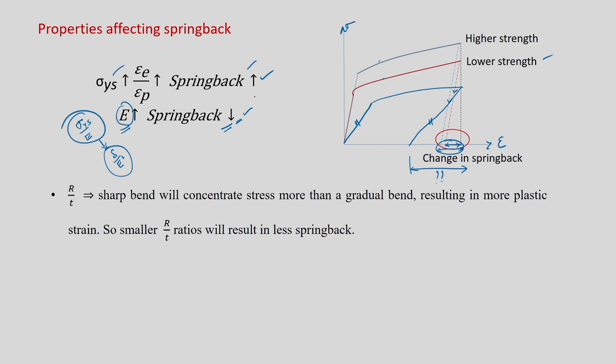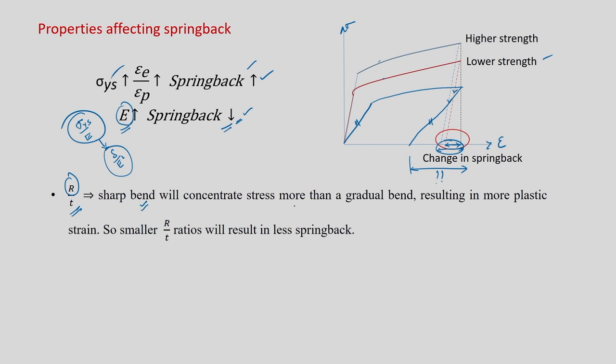So one can control spring back by controlling the strength and Young's modulus of the material. Moreover, you can also control spring back by this particular ratio called R by T, where R is the radius of the tool at which you bend the sheet, and T is the sheet thickness. Basically, R determines whether it is a sharp bend or a blunt one. So, suppose if you take a sharp bend, what will happen?